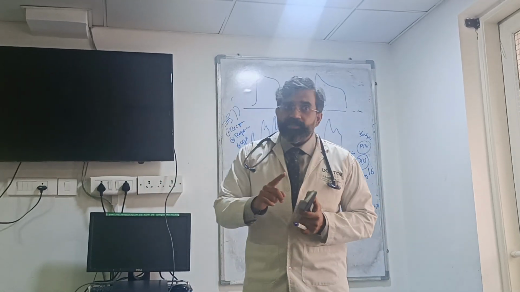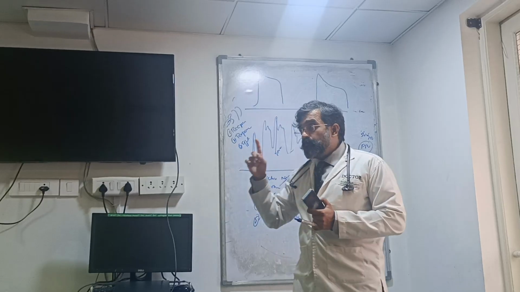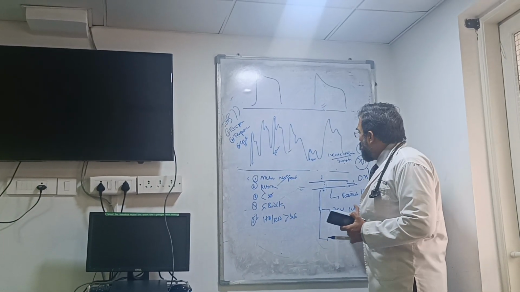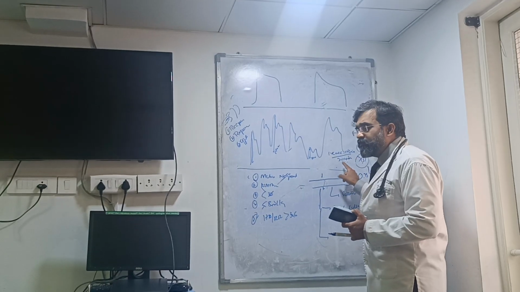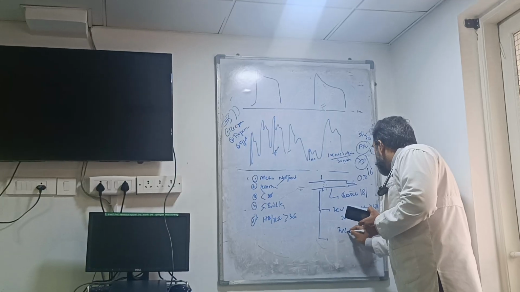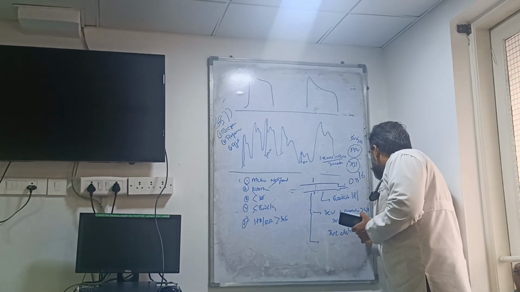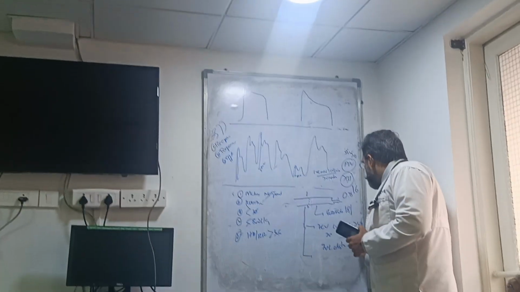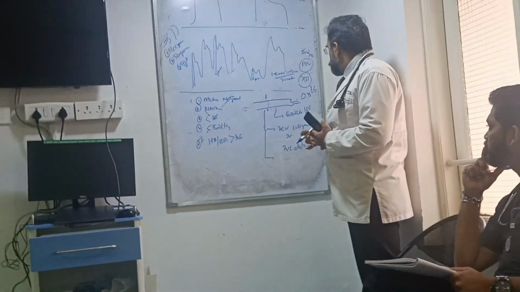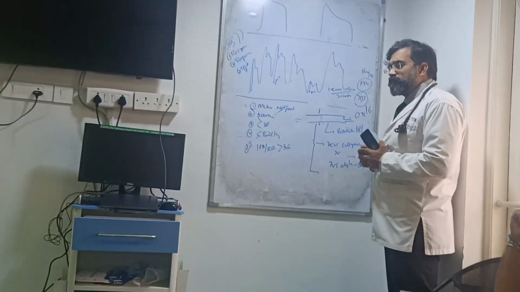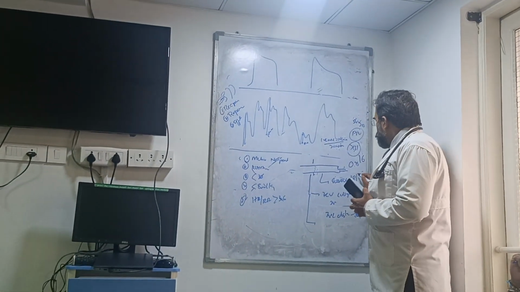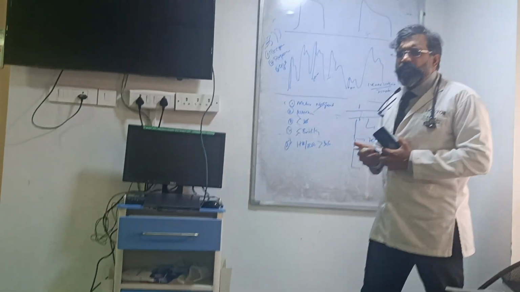IVC max minus IVC minimum divided by IVC max is the collapsibility index. And IVC max minus IVC minimum divided by IVC minimum is the IVC distensibility index, which is 18%, around 20%. Clear? So here the area under the curve is somewhere around 0.7, 0.75, 0.76.